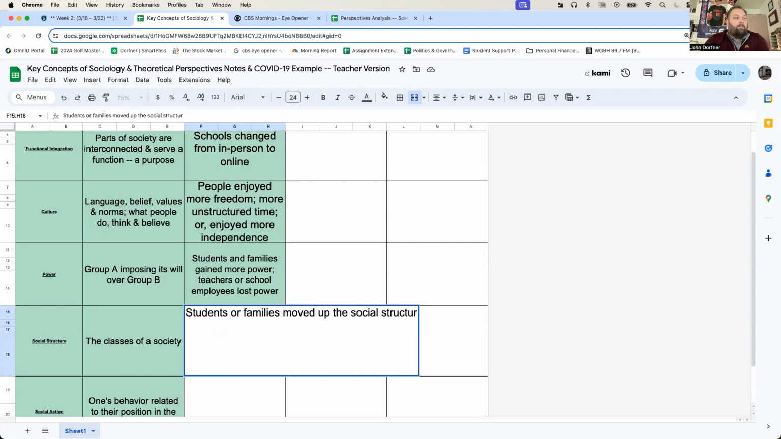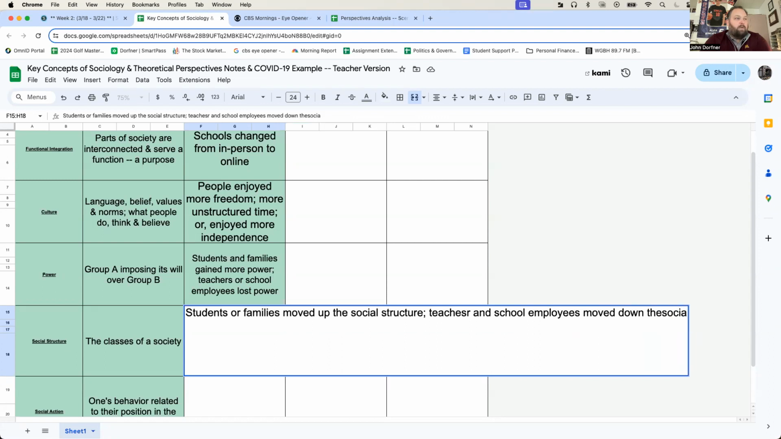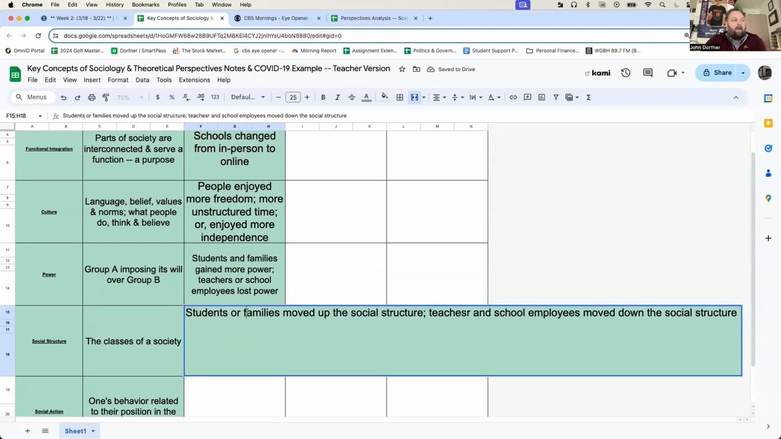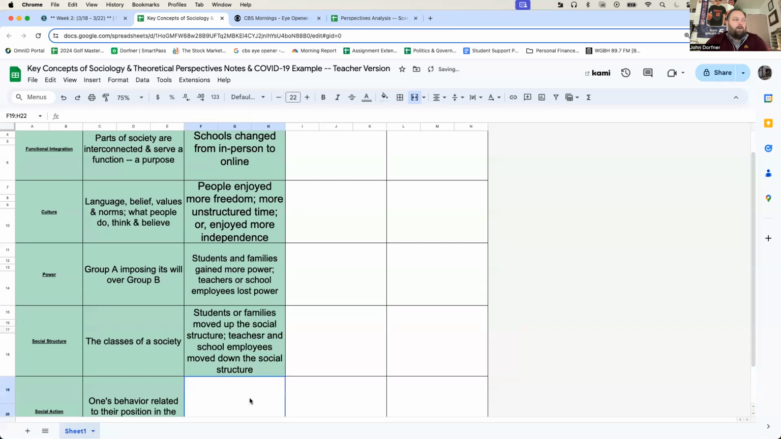Or perhaps teachers and school employees moved down the social structure. You need a space there. Again, you may not have the exact same thing that I have, and that doesn't mean that it's going to be incorrect, which is why you're going to have to submit these so I can take a look at it and make sure we're all on the same page.